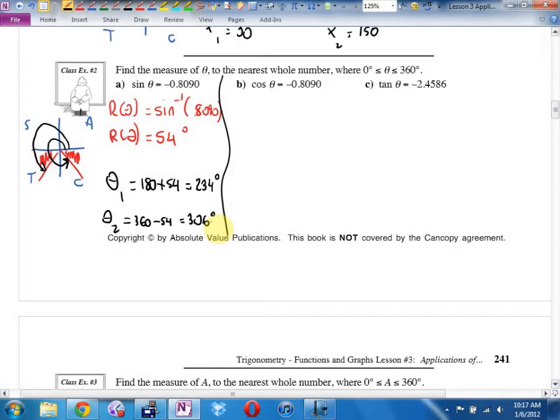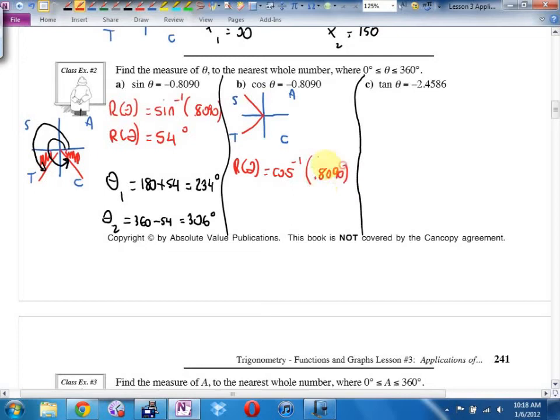B. You know what first thing I'm going to do is? CAST. Which trig function did they give me in this question? Negative or positive, according to this question? Where is cos negative? Here and here. Right? Let's find the reference angle. Now, the reference angle is the inverse cosine of not negative 0.8090, just 0.8090. What do you get for the reference angle?